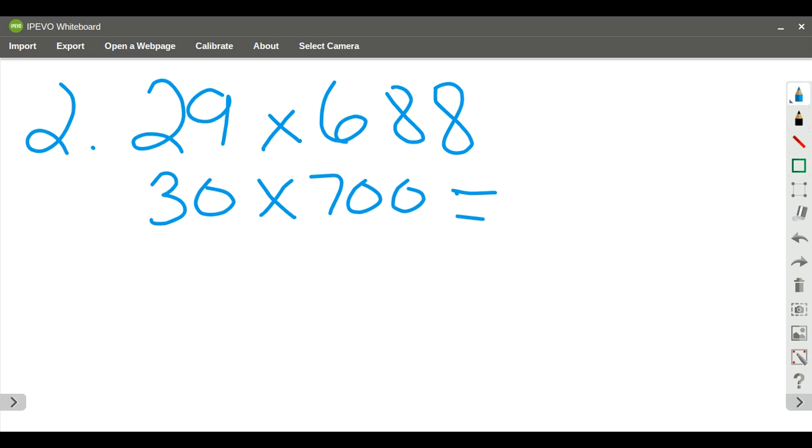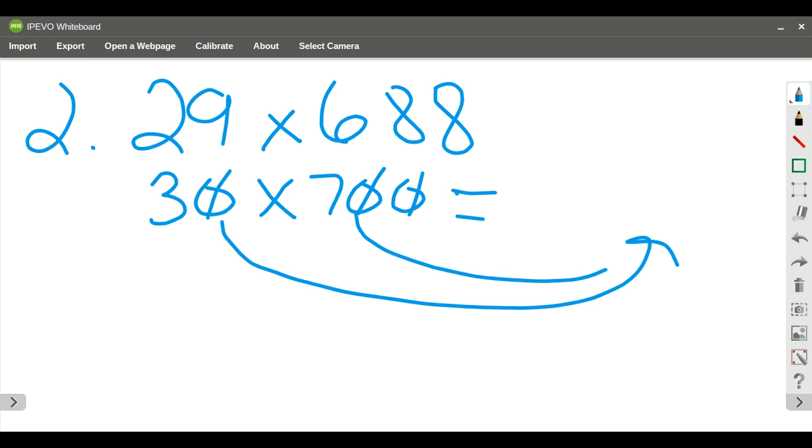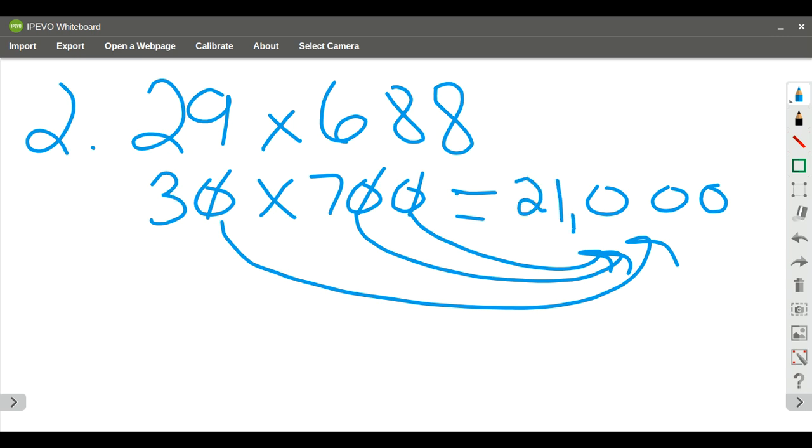Now, I'm going to take off my zeros. So I have 1, 2, 3, and I'm going to move those zeros over to my product side. Again, that multiple of 10 rule allows me that flexibility. As long as I move them over to my product, I'm totally fine doing that. And then it becomes a very easy problem to multiply. 3 times 7. So I have 21,000. So my estimate here is 21,000.